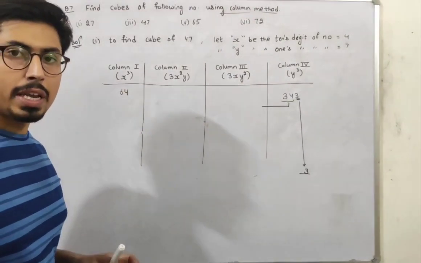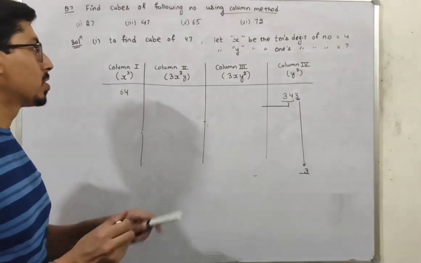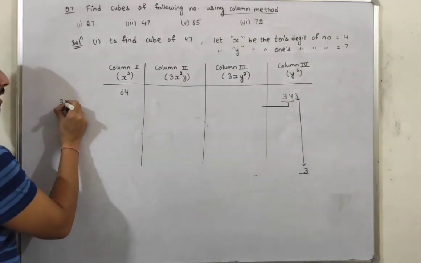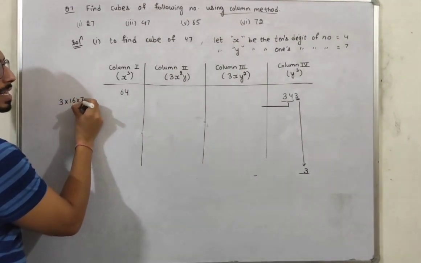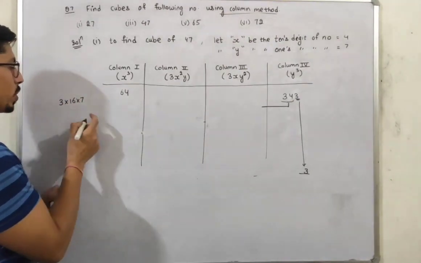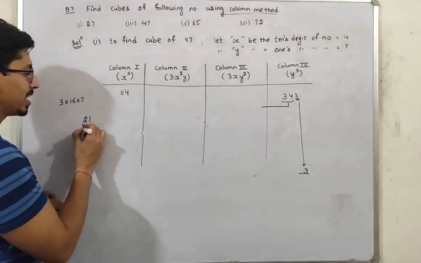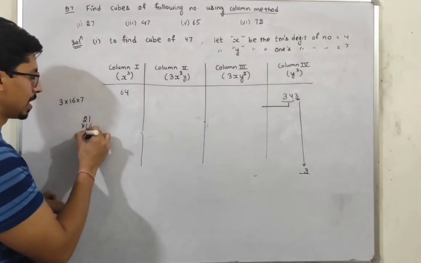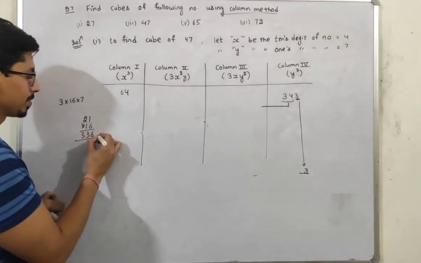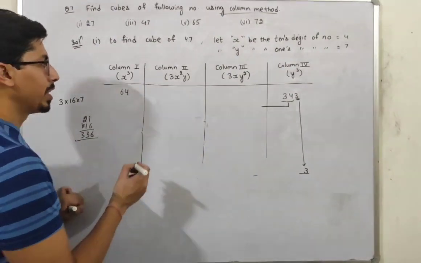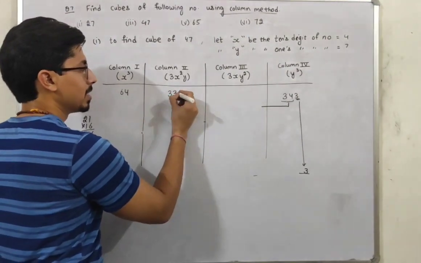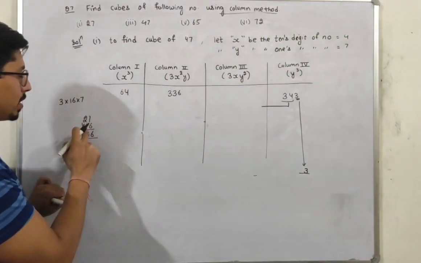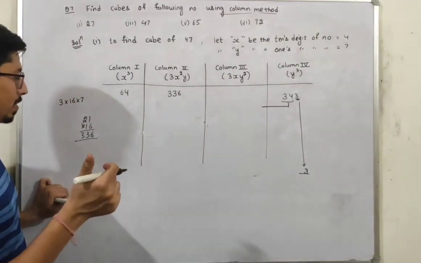Okay, now 3x square y. See students, 3 as it is, x square will be 16, so we have to multiply 3, 16 and y, which is 7. 3 times 7 is 21. So 21 multiplied by 16 will be 336, students. 6 times 6 is 36, 6, 12, 1, 13, 1. Yes, it will be 336.